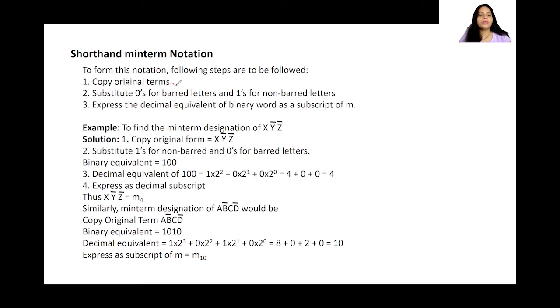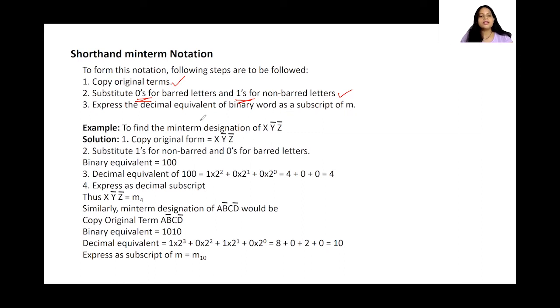First one is copy the original terms. Substitute zeros for the barred letters and ones for the non-barred letters. This is important, students, because in future you're going to learn max term notation where it is going to be the other way. So you have to remember for min term what you're going to take as 1 and what you're going to take as 0. So for 0 we take the barred letters, and for 1 the non-barred letters. Now express the decimal equivalent of binary words as a subscript of m.